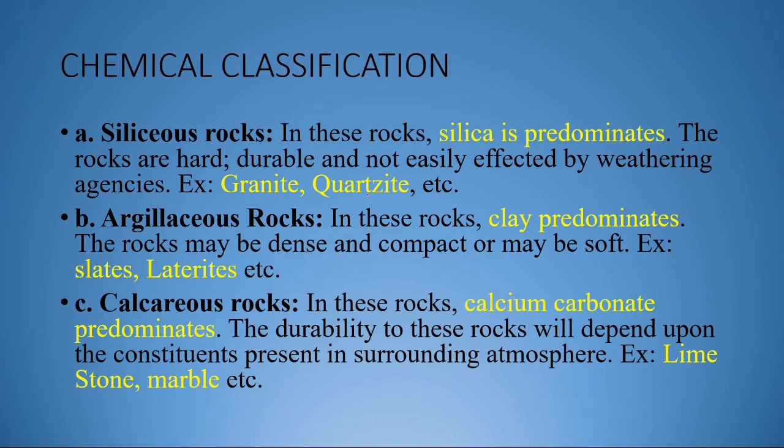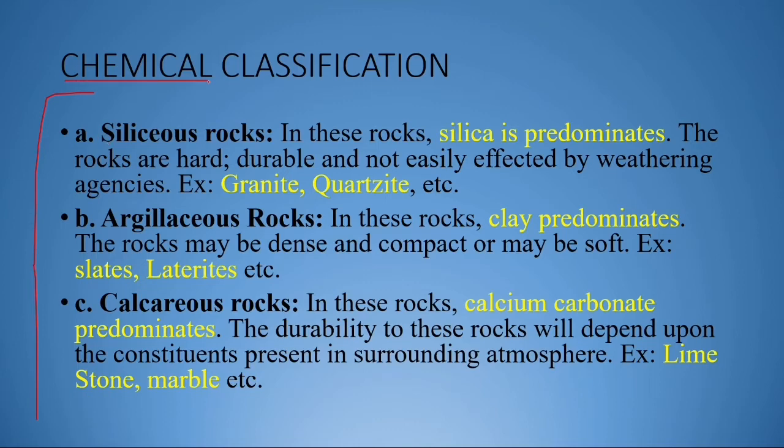Similarly, argillaceous rocks. In these rocks, clay predominates. The rocks may be dense and compact or may be soft. Example, slates, laterites, etc. The third one is calcareous rocks. In these rocks, calcium carbonate is predominant. The durability of these rocks will depend upon constituents present in the surrounding atmosphere. Example, limestone and marble.